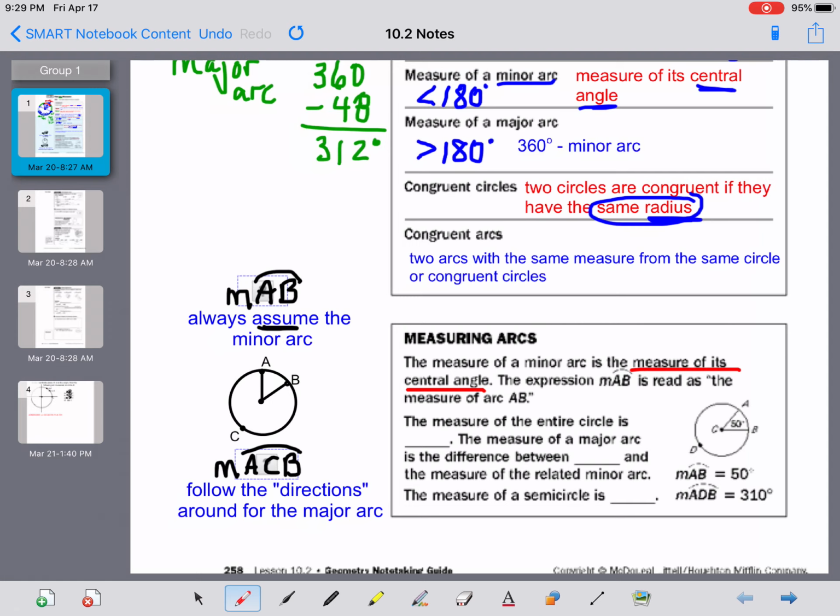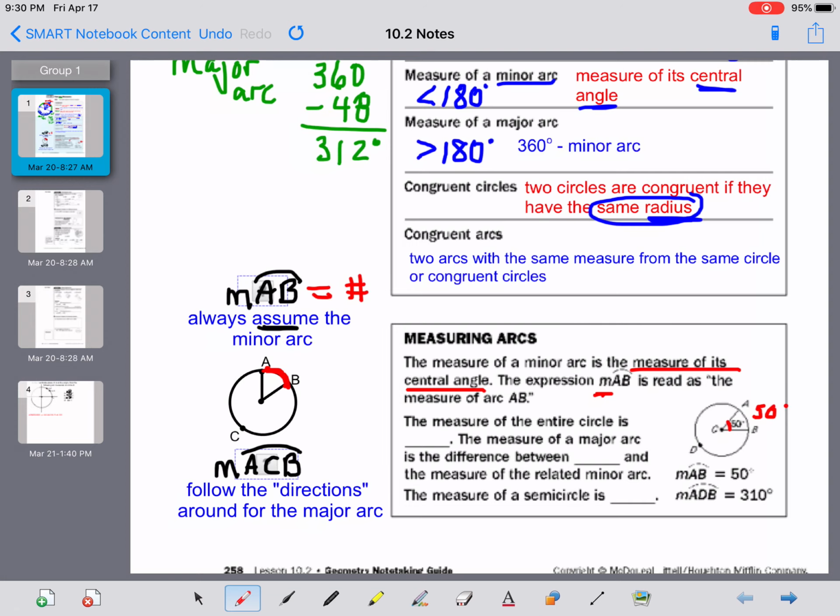So you'll notice here I have a central angle of 50, so this arc over here is 50. All right, the expression mAB is read as the measure of arc AB. The measure, m, says we're going to make it equal to something, and it's going to be some kind of number. When you only have two letters, always go to the shortest distance between those two letters. Clockwise, counterclockwise, it doesn't matter. You want the shortest distance. So if I see A and B here, my arc AB is between A and B, the shortest distance between there, and that becomes a minor arc.